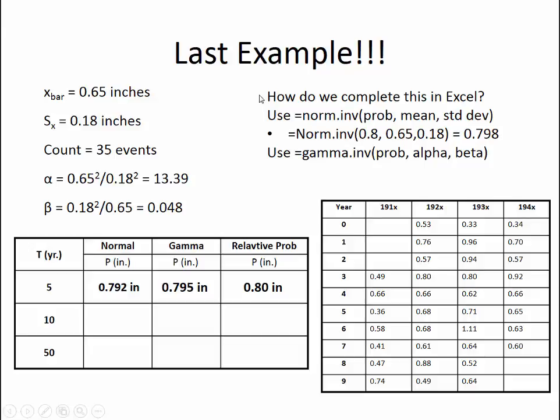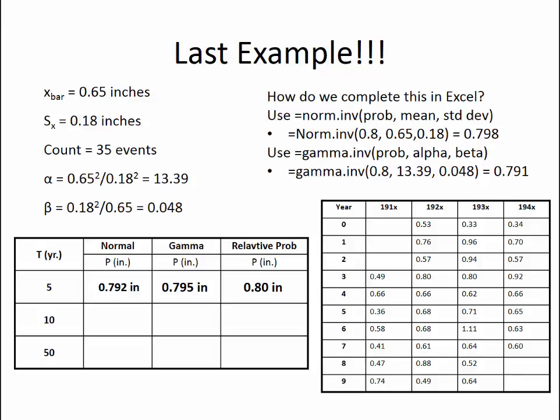Okay. How do we do it with the gamma distribution? Well, with the gamma distribution, we would use the gamma inverse function. So we'd say equals gamma.inv, and we'd give it a probability, our alpha, and our beta values that we calculated here, right? All alpha is, it's just the mean squared divided by the standard deviation squared. So if you calculate this for any set of data, it's pretty trivial to get the alpha and the beta, which is just the standard deviation squared divided by the mean. So here we'd do the same thing, and we'd find that it would return something like 0.791.